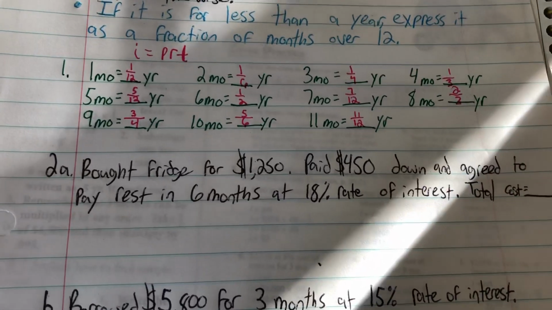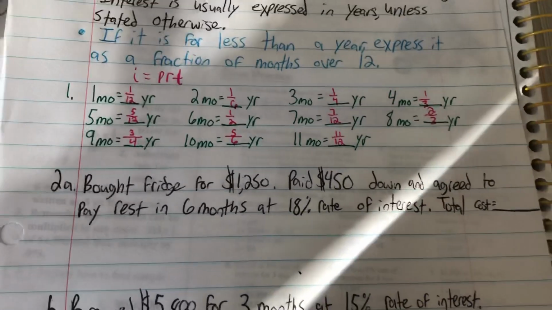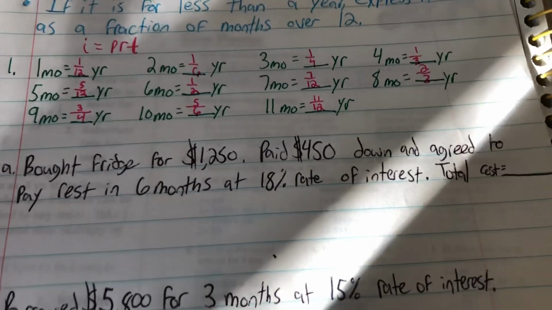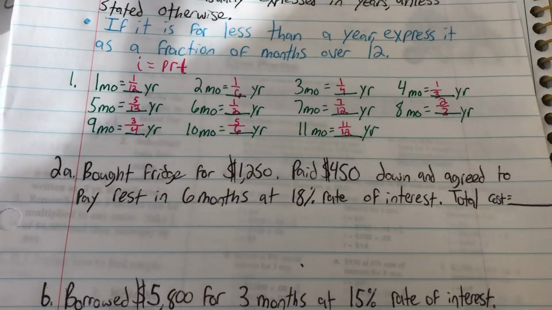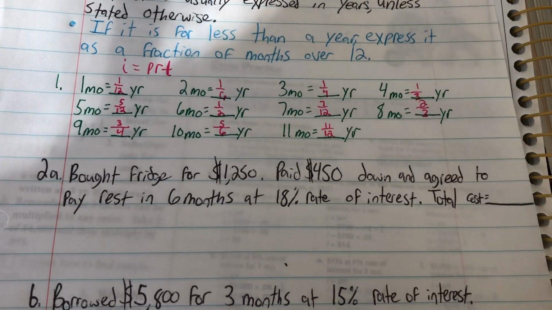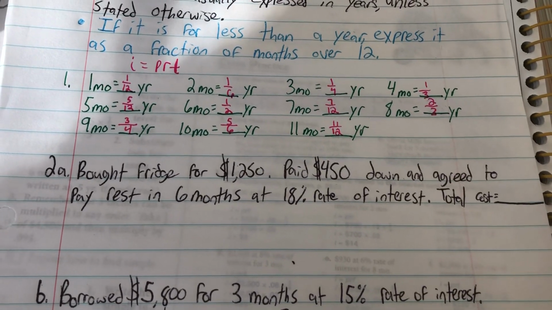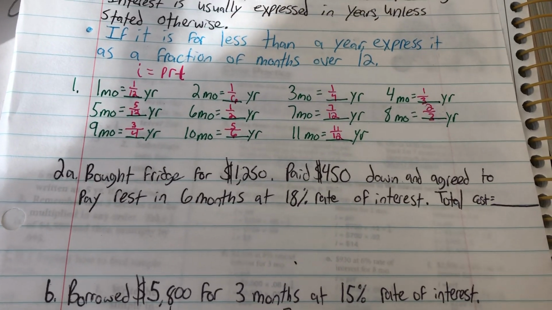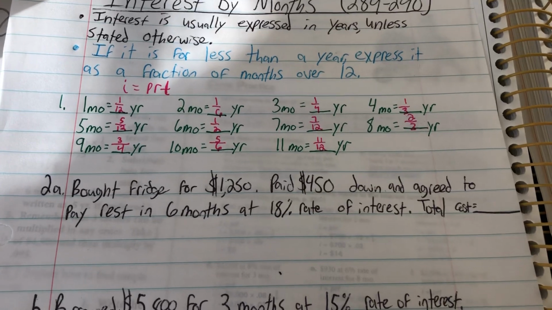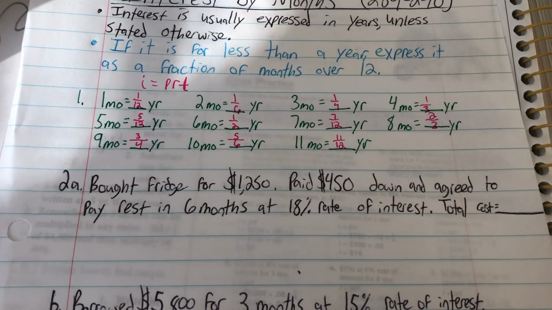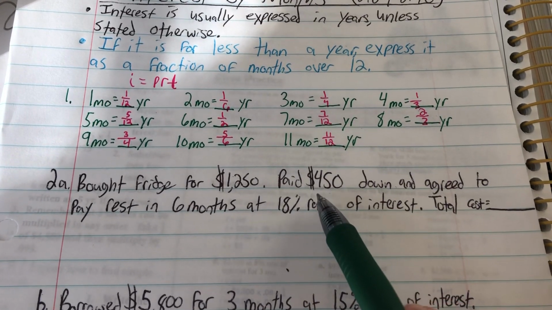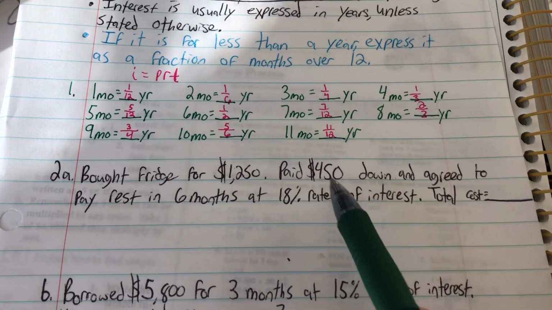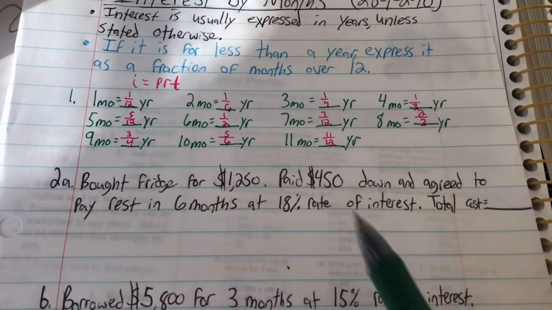Okay, number 2, we have a word problem. 2A, they bought a fridge for $1,250. They paid $450 down as a down payment and agreed to pay the rest in 6 months at 18% rate of interest, and it wants to know the total cost. So for that, we use our interest formula. But before we plug that in, we need to subtract this down payment. When you have a down payment, it's saying, well, I can't pay the whole amount right now, but I'm going to put some down so that my payments later are less.